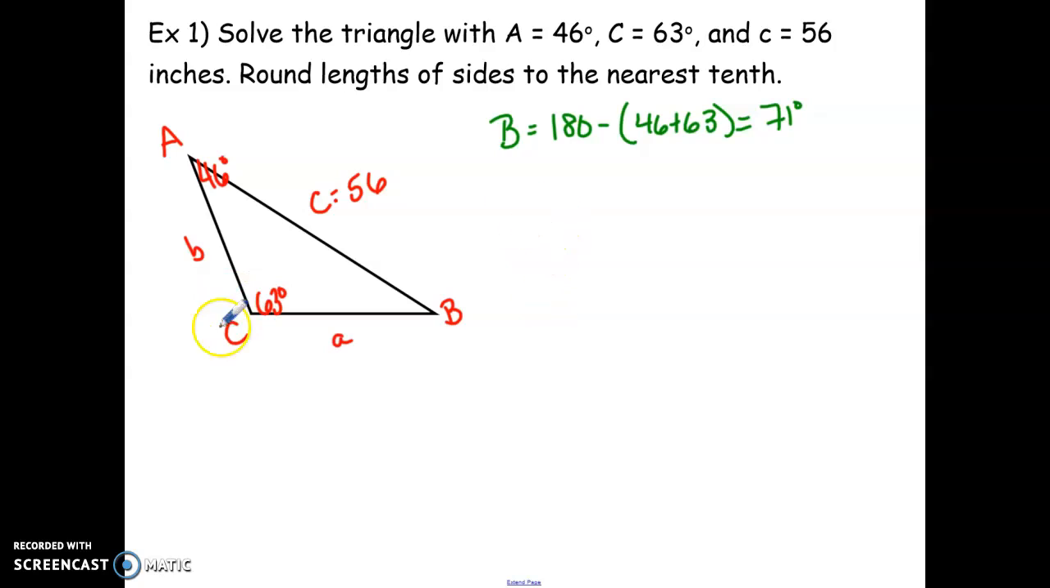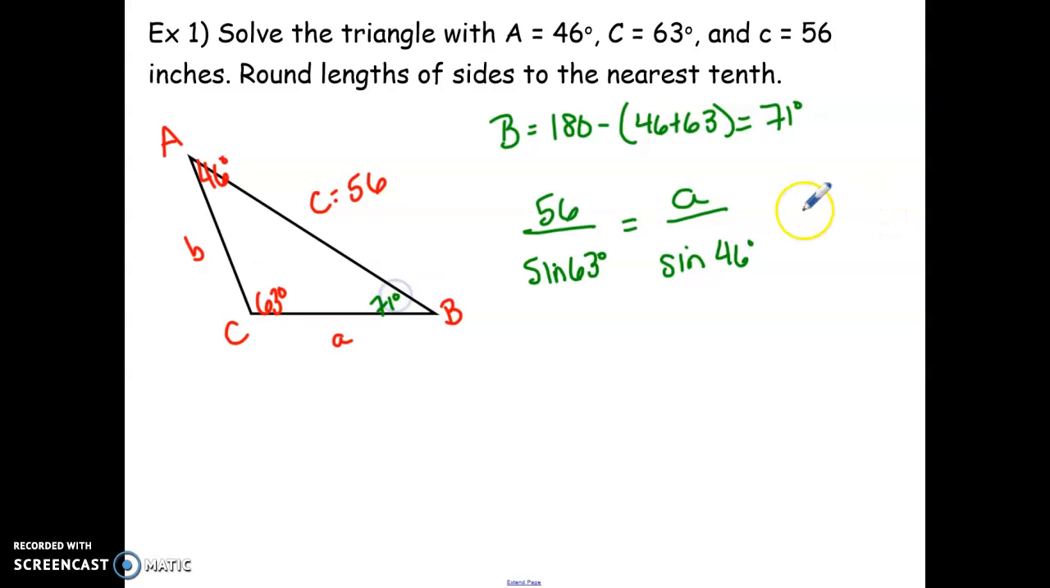Now we can set up ratios. I know side C is 56 and angle C is 63. So I'm going to do 56 over sine of 63 degrees equals, and I'm going to find side A first. So side A over sine of angle A, which is 46 degrees. I'm just going to treat this as a proportion and cross multiply. So I'm going to do 56 times sine of 46 degrees divided by sine of 63 degrees, and then we get side A alone.